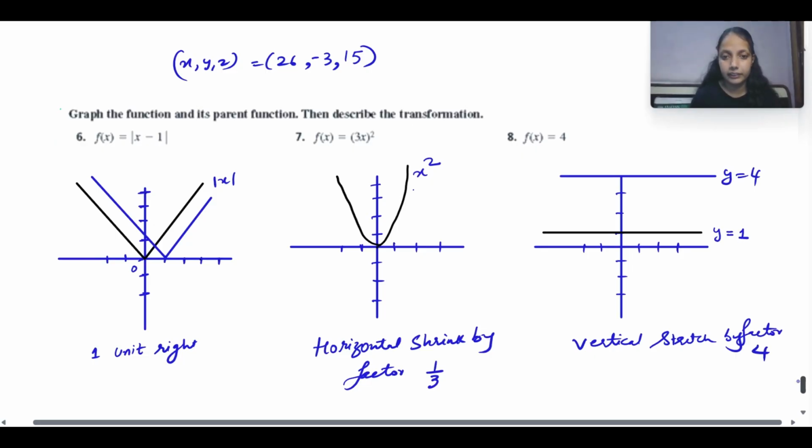Okay, that's it. Here you can draw this. At 1, it gives you 3. The graph will be like this. This and this also. This is the graph of 3x whole squared. Okay. Let's do the next one.